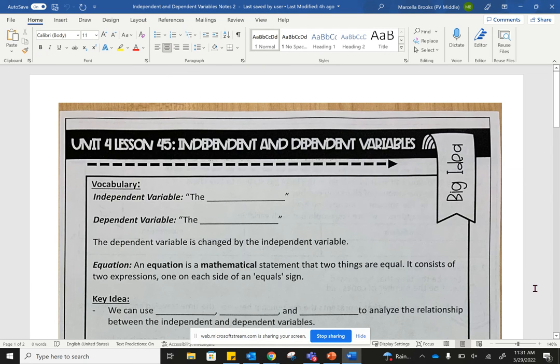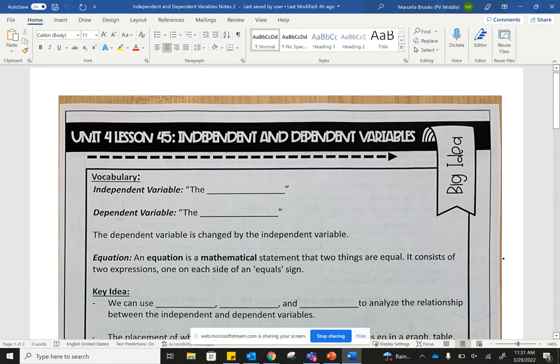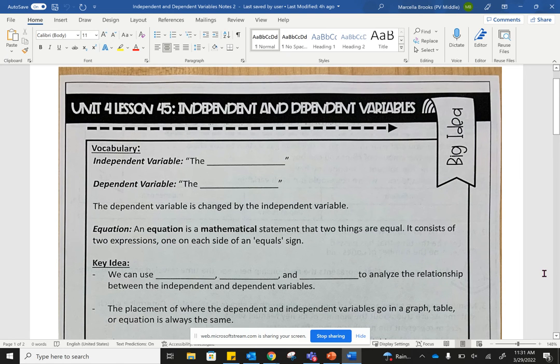Okay, hello. This is a different set of notes for independent and dependent variables. So this is going to cover target one, which is identifying independent and dependent variables. It's also going to start to touch on target two, and that's where we're going to write equations to represent the relationship between independent and dependent variables. Okay, so let's dive right in.